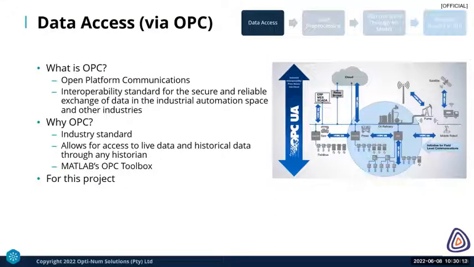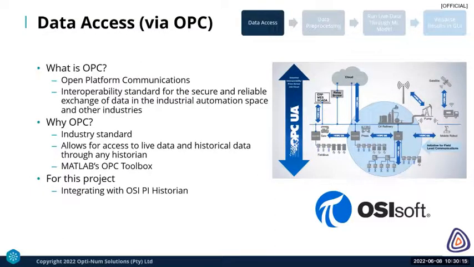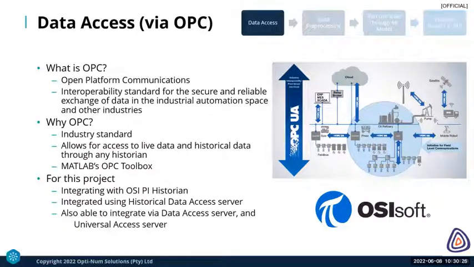So for this particular project, we were integrating with an OSIsoft PI historian, and we integrated using the historical data access server. And then we were also able to integrate via the data access server and also the universal access server. So all of the server capabilities are inside that OPC toolbox, which is really quite useful.